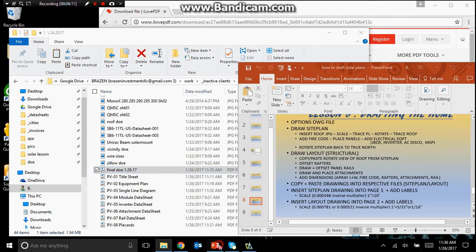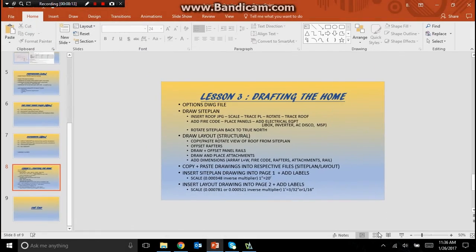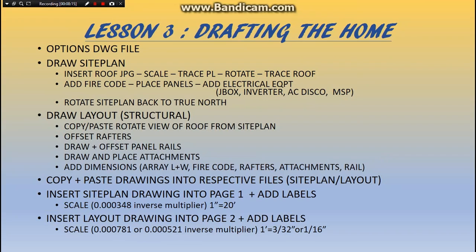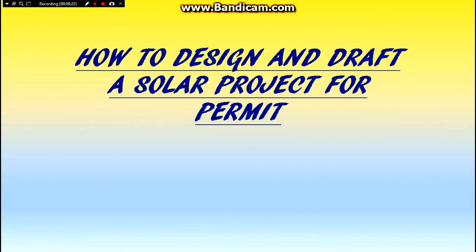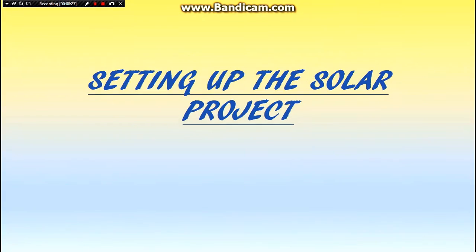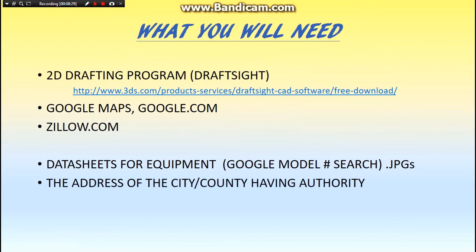I've shown you. Let's go through the PowerPoint again. So what did I show you? This is lesson 3. Lesson 1, how to design and draft a solar project for permit. Let's wrap it up. This is what I've shown you how to do in these 3 lessons. I showed you how to set up the solar project, what you will need. Draft site is what I use. You can use any 3D, or not 3D, two-dimensional drafting program for this. I use Google Maps. I use Zillow for public information.